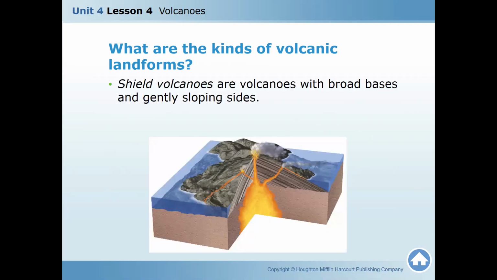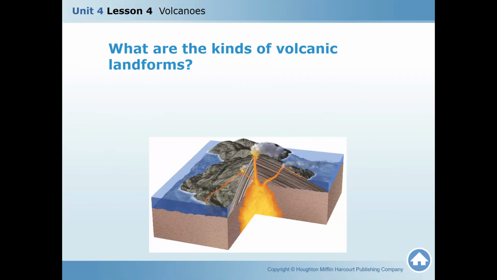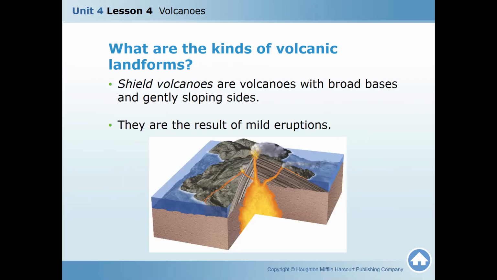Now let us start with the first one, that is the shield volcano. They are volcanoes with broad bases and gently sloping sides. Broad bases means they cover a big area of the mountain. They have a broad base with sloping sides. They go far away. The lava comes out and spreads far away. They are the result of mild eruptions.